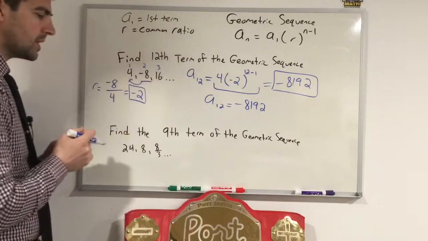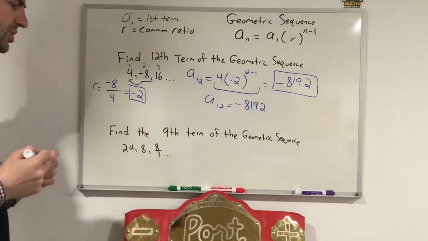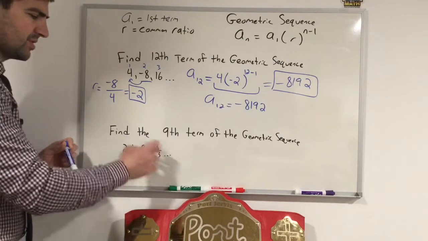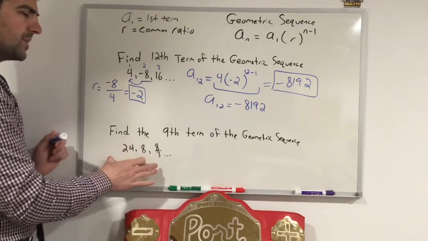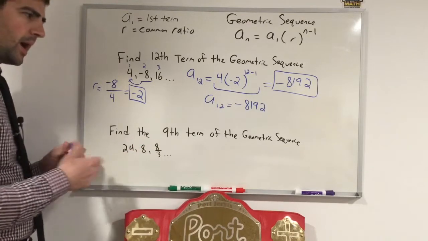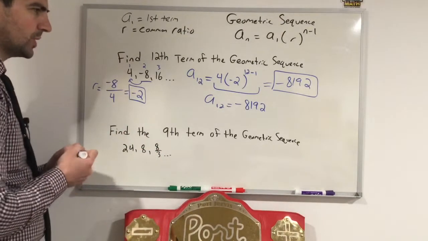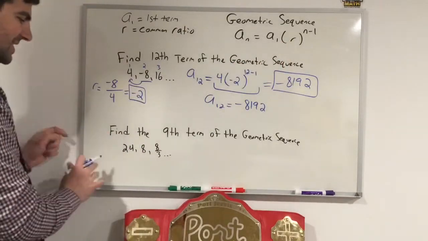And just one other example here: find the 9th term of the geometric sequence 24, 8, 8 over 3. We start getting into fractions here, which is a little iffy. This will probably be a decimal. On Delta Math, it says round to the nearest thousandth, so I'm just going to show you guys what to do here. Again, I need to find out what my common ratio is.